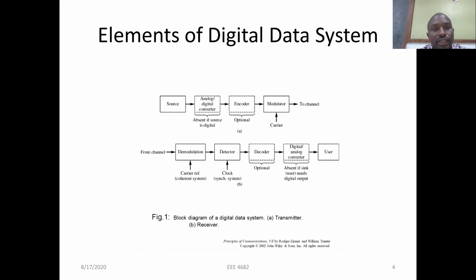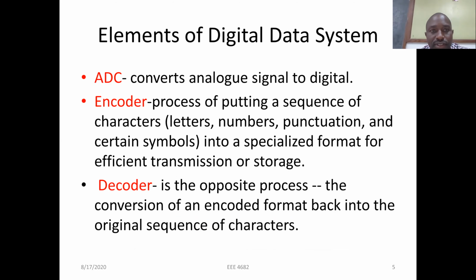tutorials. Now, a digital data system will comprise of the source, analog digital converter, encoder, the modulator unit on the transmission part, and then on the receiving part, it will have the demodulator, detector, decoder, digital to analog converter before the information is relayed to the user. Brief discussion about each of these elements will be as follows.